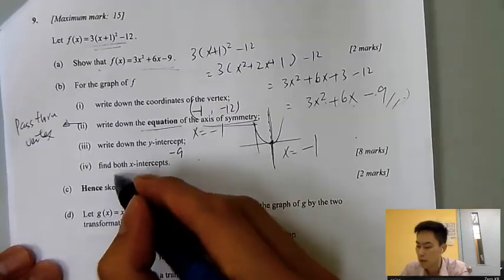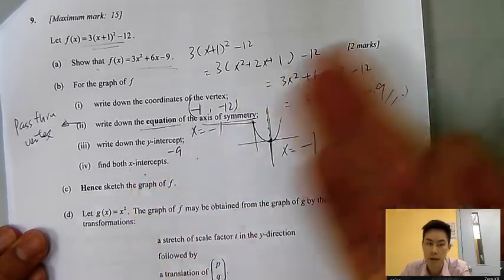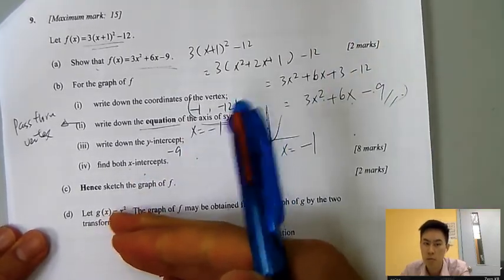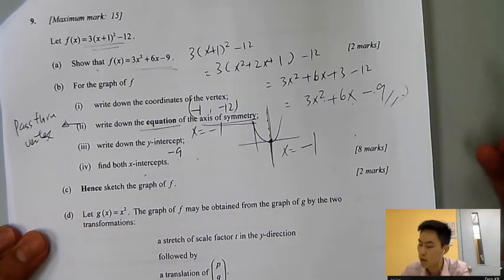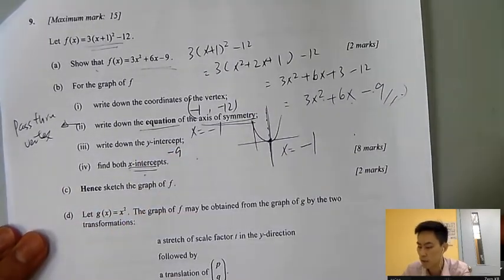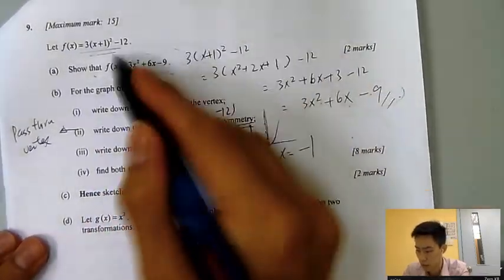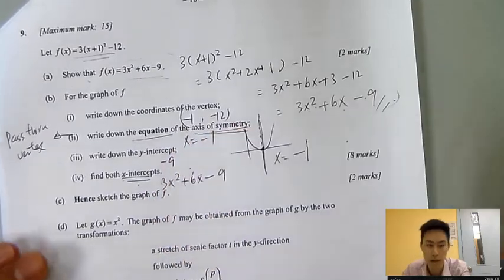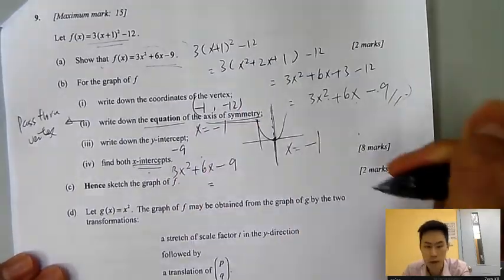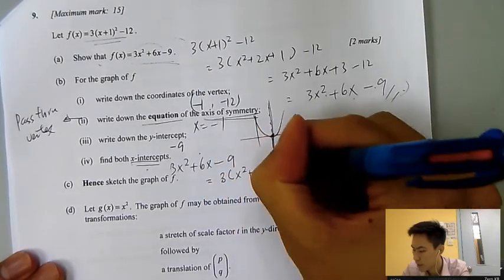Okay, and then finally, find both x-intercepts. How do you find an x-intercept? We always make y equal to 0, right? So just refer to this equation, 3x squared plus 6x minus 9. Then you can take out the 3, so 3 times (x squared plus 2x minus 3).